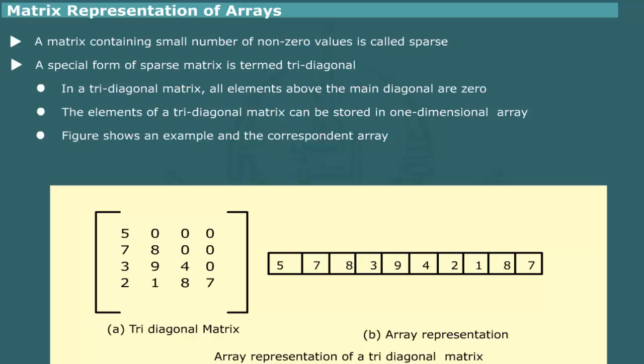Notice that the matrix with 16 elements is stored in an array of 10 elements. It can be shown that in general an n by n tridiagonal matrix can be stored in a one-dimensional array of size n(n+1)/2. In this way, a large economy of storage space can be achieved.